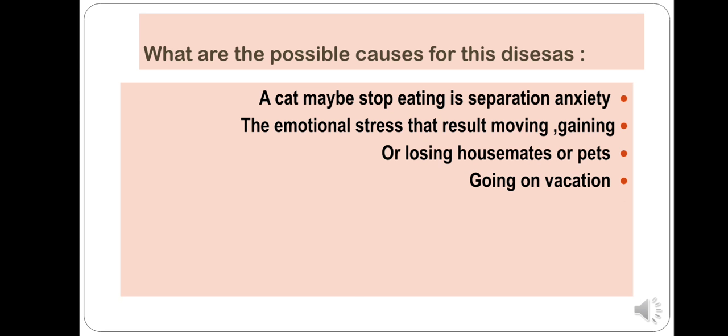What are the possible causes of this disease? If someone asks about the main causes of hepatic lipidosis, one of the reasons a cat may stop eating is separation anxiety and the emotional stress that results from moving, gaining or losing housemates or pets. Going on vacation or prolonged boarding are all common situations that pet owners report just prior to the onset of the disease, but it may develop without this condition. Obesity is known to increase the risk of hepatic lipidosis. However, there is no known official cause of this disease.